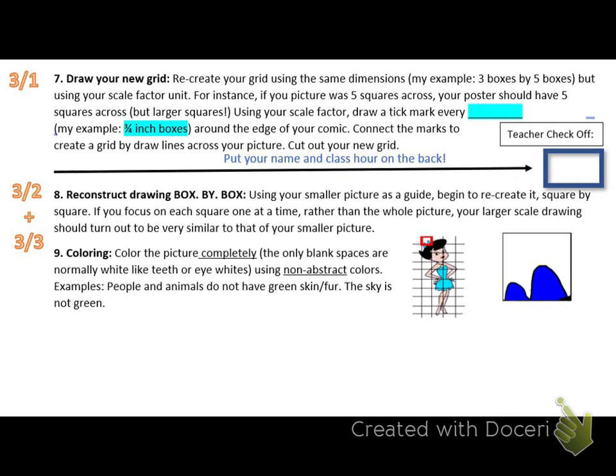If you're working on it sooner, that's great. But what you want to be doing is taking most of the time to draw box by box. Coloring, like I said, it's only computer paper and it's much smaller, so it doesn't take as long. You need to color the picture completely. The only spaces that are blank are things that are normally white, like teeth or eye whites, and then use non-abstract colors. Example of what non-abstract color means: people and animals do not have green skin or fur, so don't do that. The sky is not green.